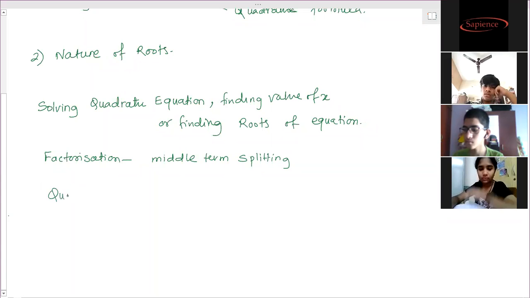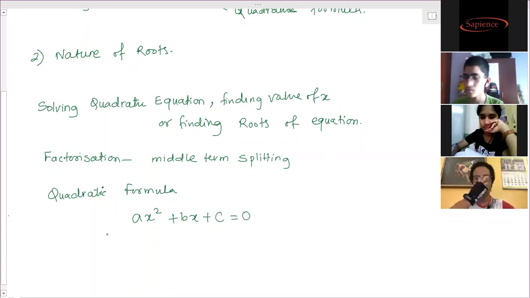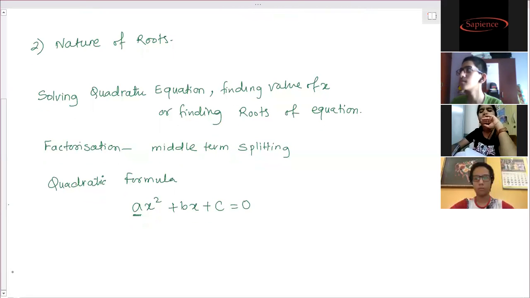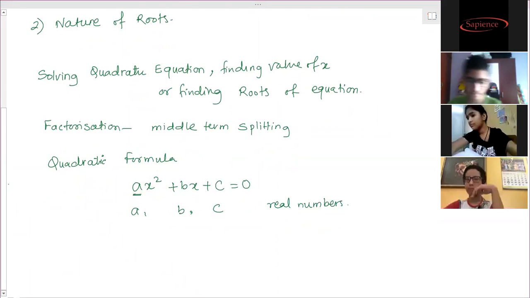Second one is the quadratic formula. So what is the quadratic formula? We have the equation ax square plus bx plus c is equal to 0. In this case, a is the coefficient of x square, b is the coefficient of x, and c is a constant term. First write the values of a, b, and c. These are any real numbers. These we use to find the values of x.